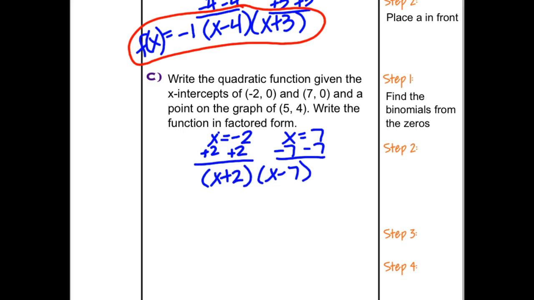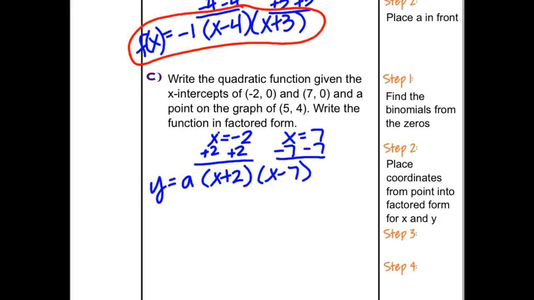And then my second step is going to be to place the coordinates for the point into factored form for x and for y. So that means I know I have an a out front and a y. So now I replace those. And so my y is 4. I still don't know what a is. And then my x is 5, so 5 plus 2 and 5 minus 7. Place them in there. I'm going to solve for a.